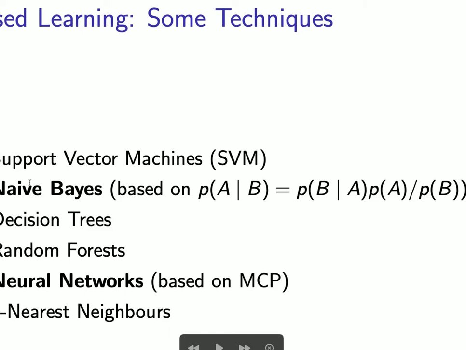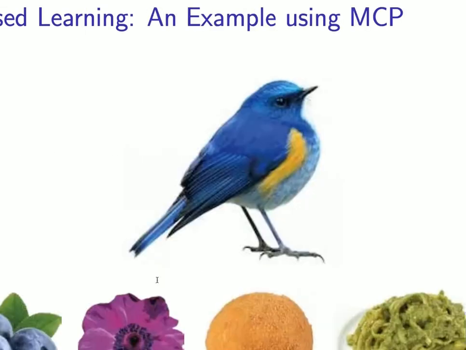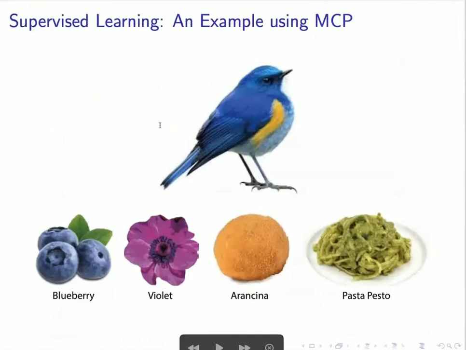So I was talking about naive Bayes, I think. Then we have these two and this other one. We're not going to talk too much about these two, but they are also methods used in machine learning for supervised learning. And then we have neural networks, which, as we saw yesterday, are based on the McCulloch and Pitts model. We will see an example in a second. And K nearest neighbors, we will see an example in a few slides as well.